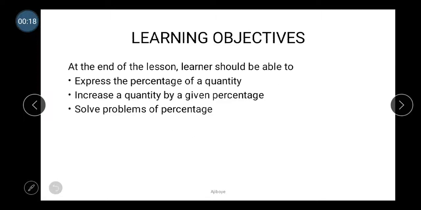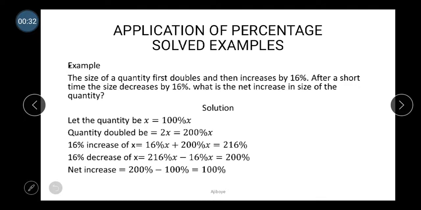Our learning objectives. At the end of the lesson, learners should be able to express the percentage of a quantity, increase a quantity by a given percentage, and solve problems of percentages. And we have an example of the questions that make application of percentages.